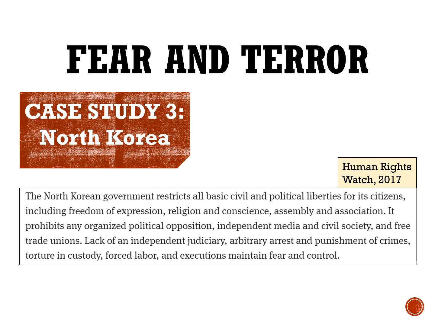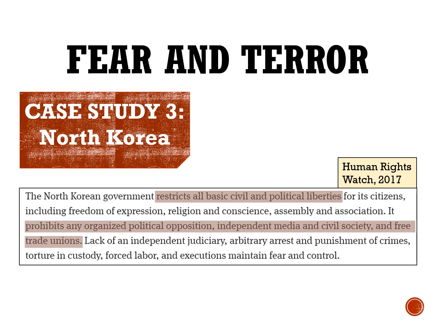So Human Rights Watch, which is an international human rights organisation, in 2017 released a report which said that the North Korean government restricts all basic civil and political liberties. In other words, it stops people from expressing their freedoms in society and prohibits any organised political opposition, independent media, civil society and free trade unions. And what that essentially means is that if you're living in North Korea, you aren't allowed to set up any organisations which might challenge the North Korean government, the communist government in North Korea, for power.